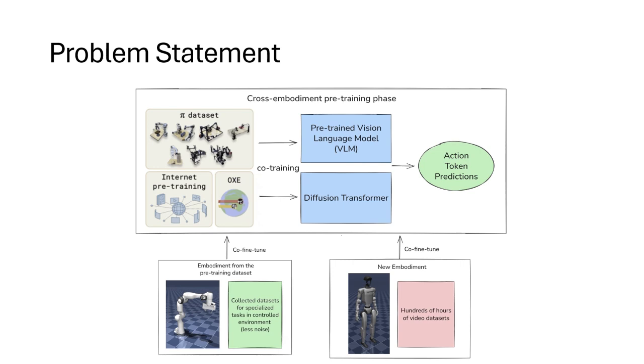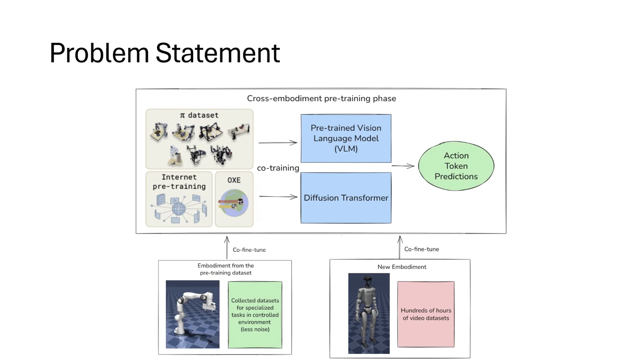So what is the problem? In general models like this, when we have a pre-trained model and a new robot dataset, but the robot's embodiment was seen in the pre-training stage, it is much easier for the model to learn it and adapt it to new tasks. So we just use the collected datasets with less noise, and it works.